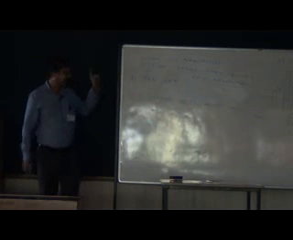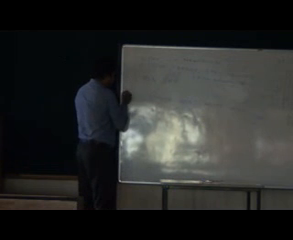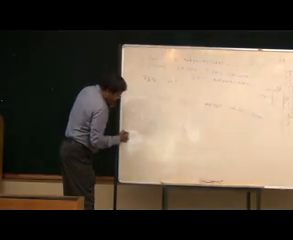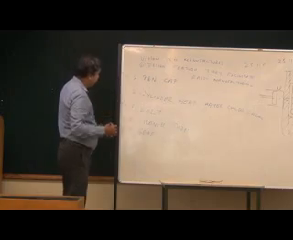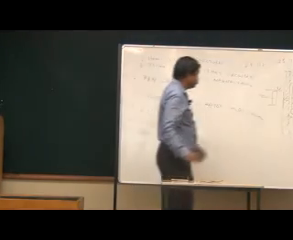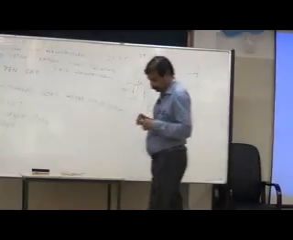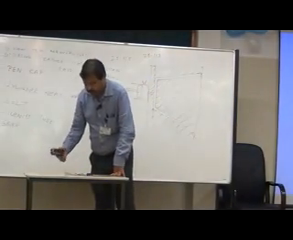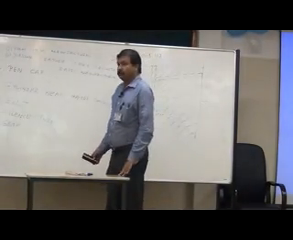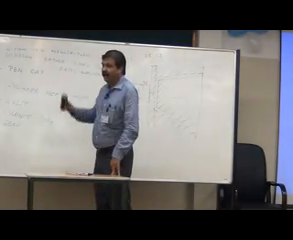So this is for roll numbers ending with 0. I'll change it as 0 and 5, 1 and 6, 2 and 7, 3 and 8, 4 and 9. Okay. Is it okay?